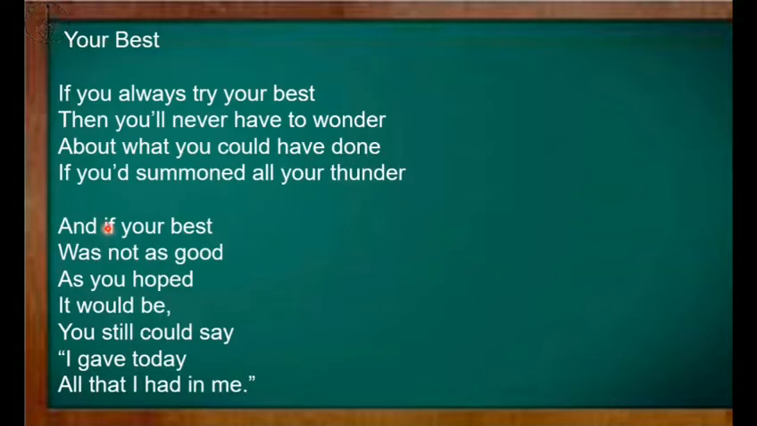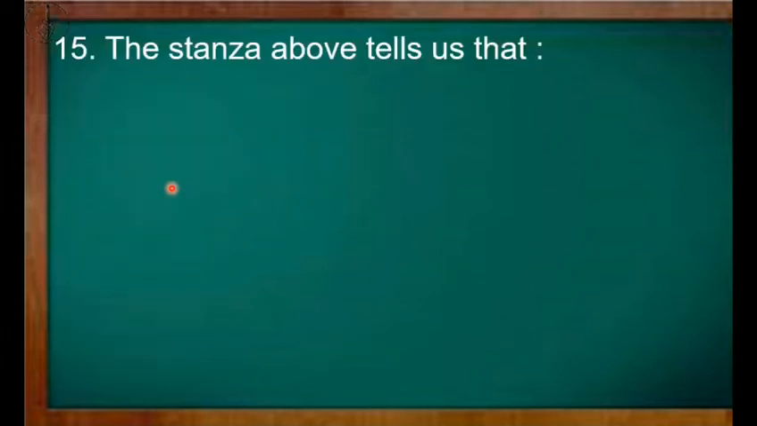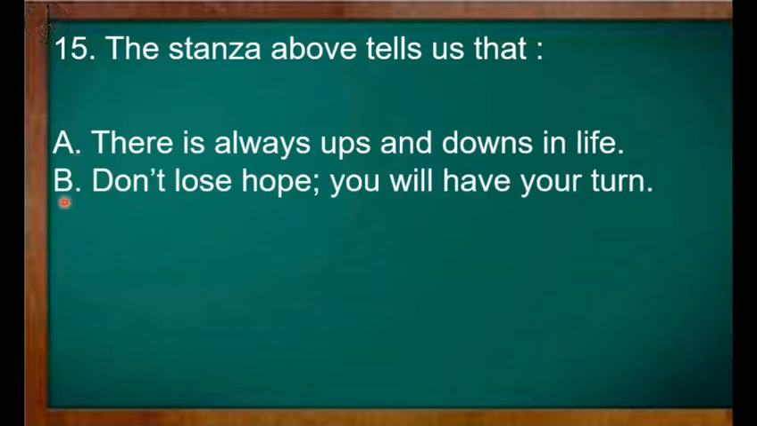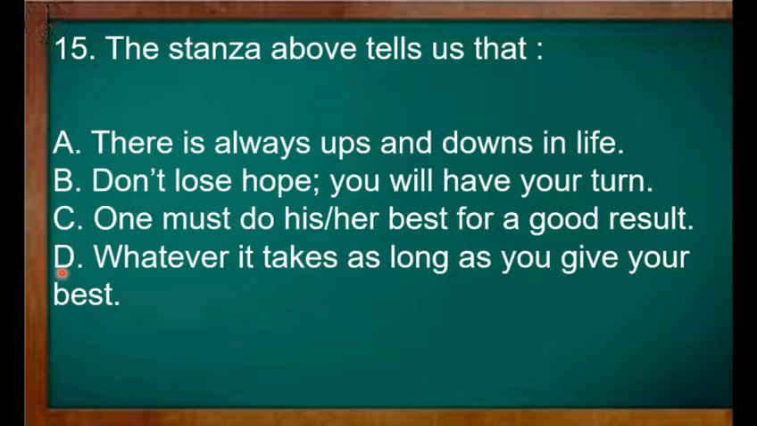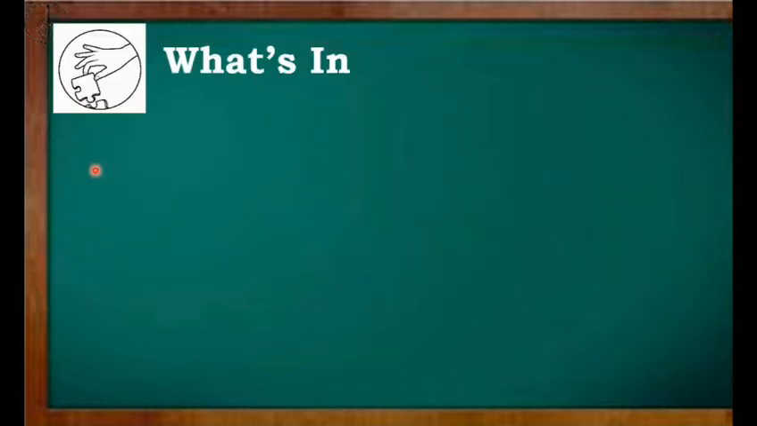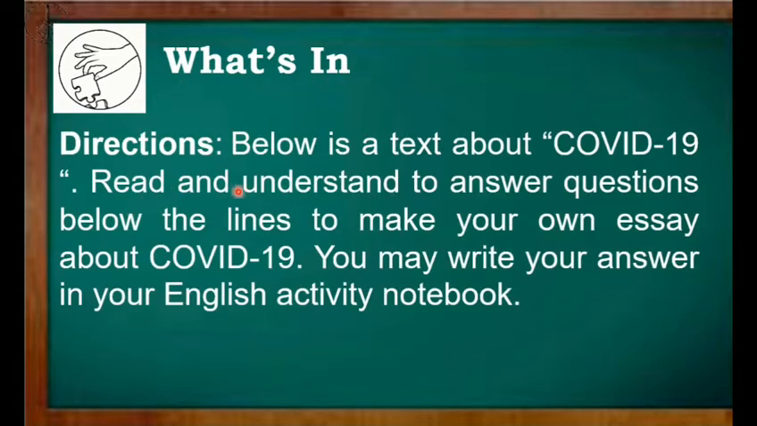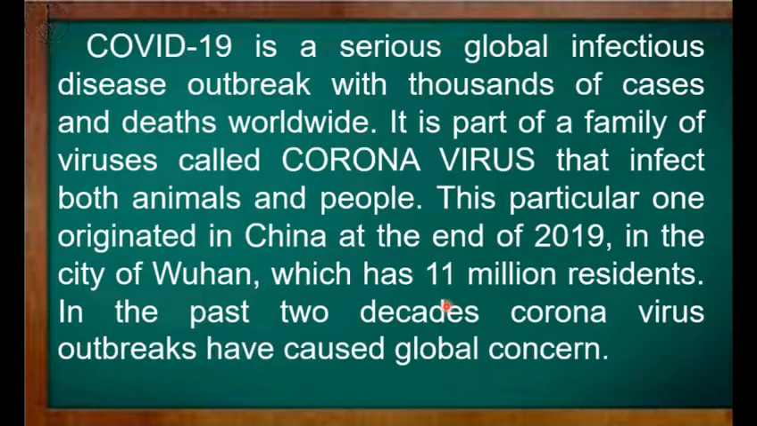Number 15. All right, read this again in your module and then answer the following question. The stanza above tells us that option A, option B, option C, option D. The correct answer is option D. Number 16. Under What's More in your module, the direction is: below is a text about COVID-19. Read and understand to answer questions below, then make your own essay about COVID-19. You may write your answer in your English activity notebook.